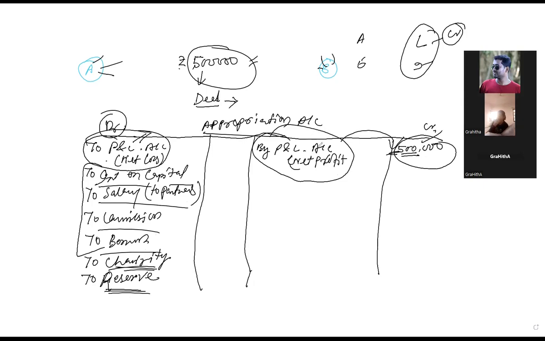Now all companies or firms have not only expenses, the firm also has some income. What is the income? By interest on drawings. The firm earns in the form of interest on drawings, paid by the partners, right? That I write on the credit side as by interest on drawings, and the amount of interest on drawings is written here.